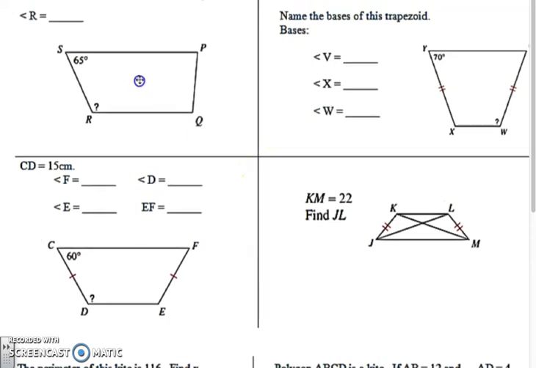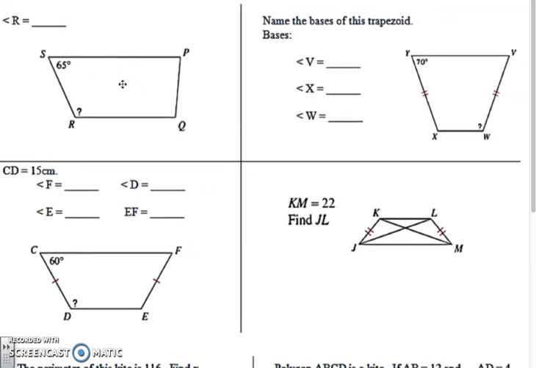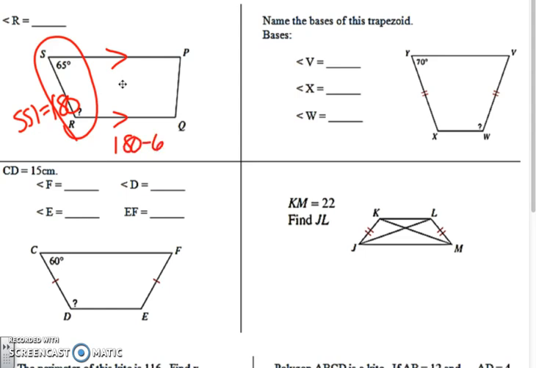So the first one, we want to know angle R. So first off, here are my parallel sides. It's not an isosceles trapezoid, so my base angles aren't the same. But I do know that same side interior angles are going to equal 180. So just do 180 minus 65 to get 115. Okay?